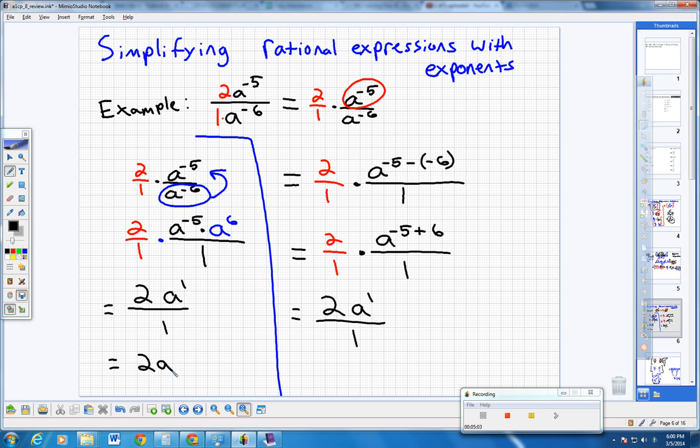We still have to make the disclaimer, where a can't be 0. I know I haven't talked a lot about that, but we do have to make that disclaimer because up here we did have an a in the denominator for a little time there. Actually, in this example, scratch that. Scratch that.